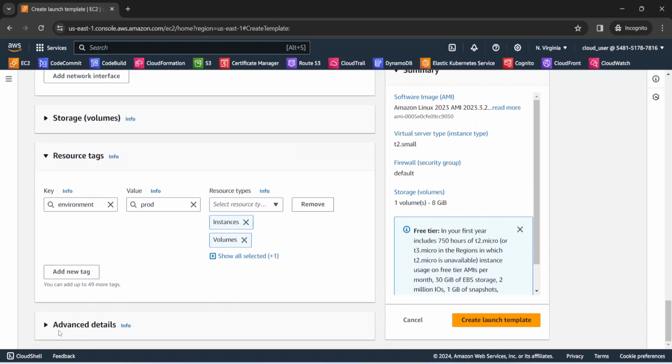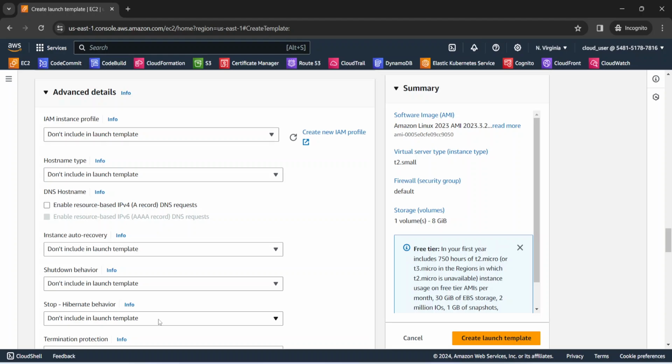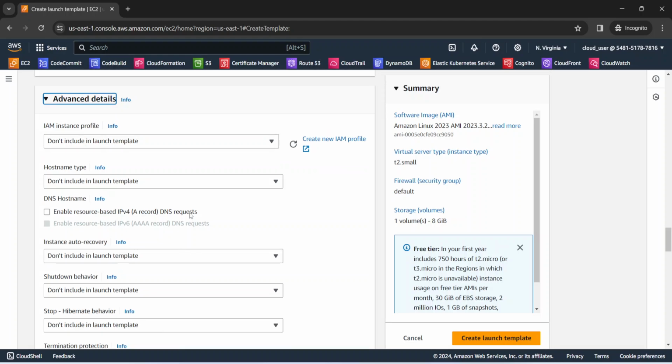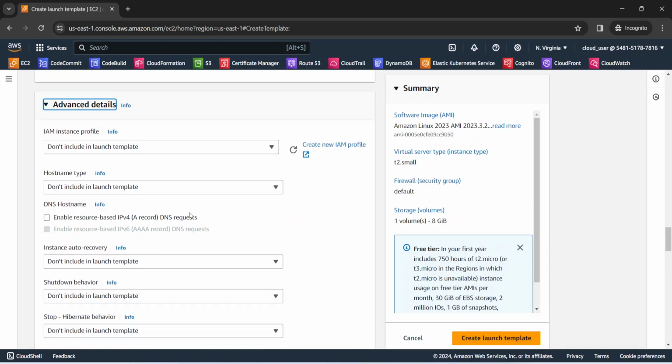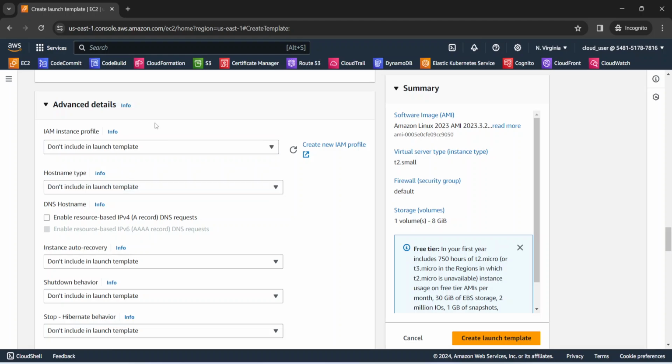So next we have the advanced details. You need not know each and every part of the advanced configuration. For exam point of view, just IAM instance profile and hostname type and instance auto recovery and shutdown behavior will suffice. So if you have an already existing instance profile, then specifically that will act upon the launched instance as well. Also we have the hostname types, which is IP name and resource name.